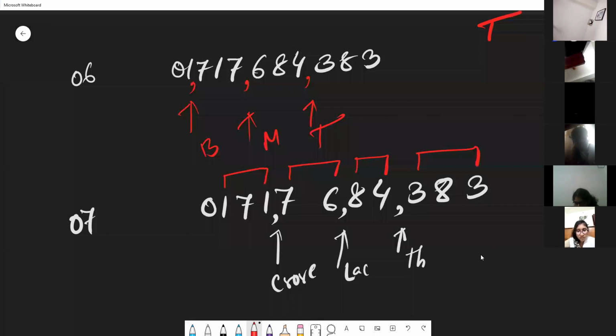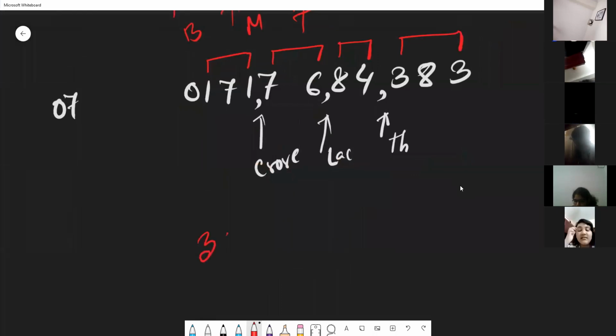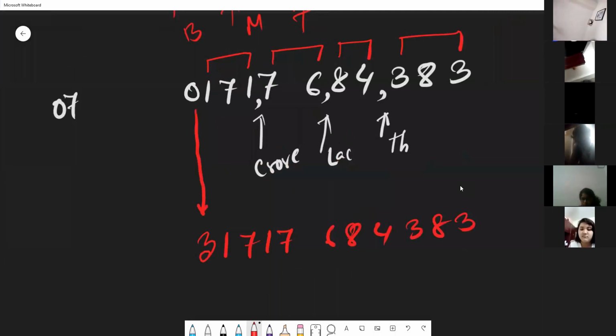So if I give another digit here, what will be placed here? Like 3: 31717 684 383. If I place another digit in place of 0, what will it be in the local system?